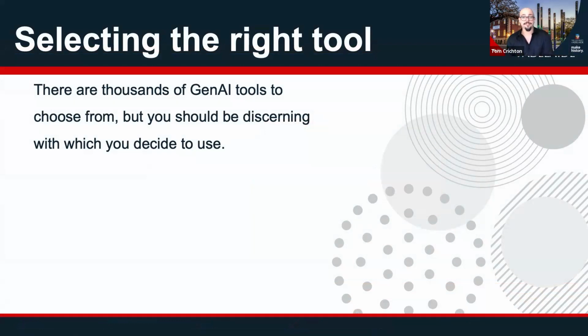An important part of evaluating AI is to pick the right tool in the first place, one that actually does what you need it to do. There are thousands of Gen AI tools to choose from, literally thousands of them, but you should be discerning with which you decide to actually use.